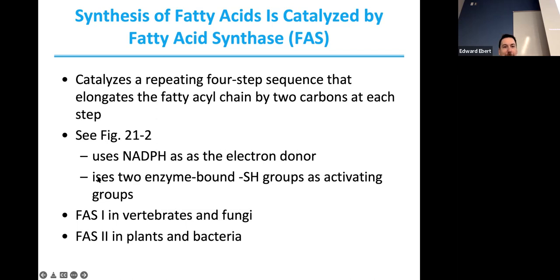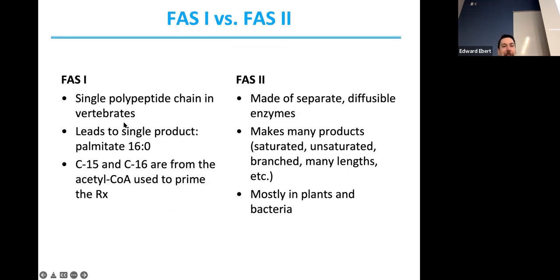I should say it uses a couple of enzyme-bound sulfhydryl groups as the activating groups. There are variations of fatty acid synthase as well. We're primarily going to talk about fatty acid synthase 1, but there's a fatty acid synthase 2 for plants and bacteria that does essentially the same thing, just in a slightly different manner. Fatty acid synthase 1 is, again, a big single polypeptide chain, one long enzyme. Fatty acid synthase 2 actually has separate chains that can diffuse across.